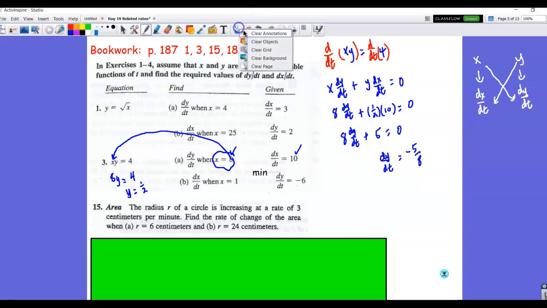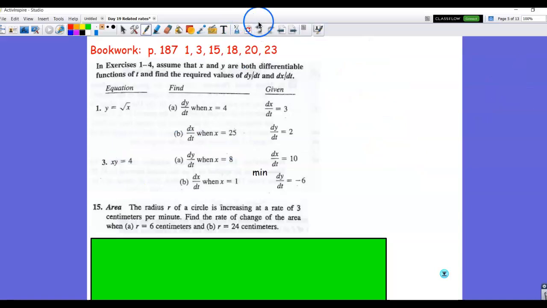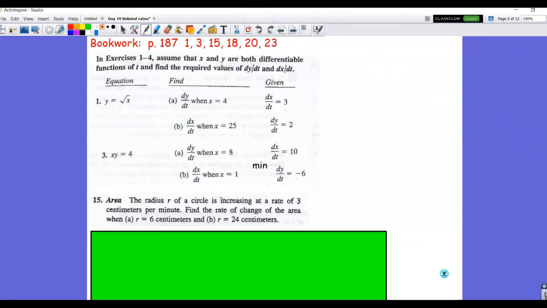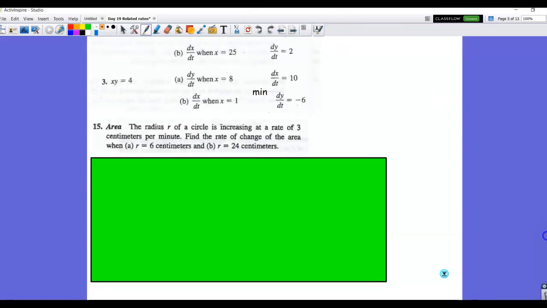So let's clear the screen and go to number 15, which I've already done under the screen, so I'm just going to walk you through it and add some annotations in. The most important part of related rates or any kind of math application problem is reading and interpreting. As we talked about in class, you have to go back to your math eyes. Your math eyes have to see and they have to interpret. So let's walk through the problem.